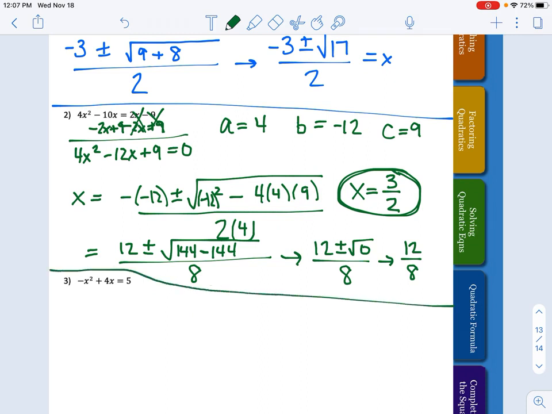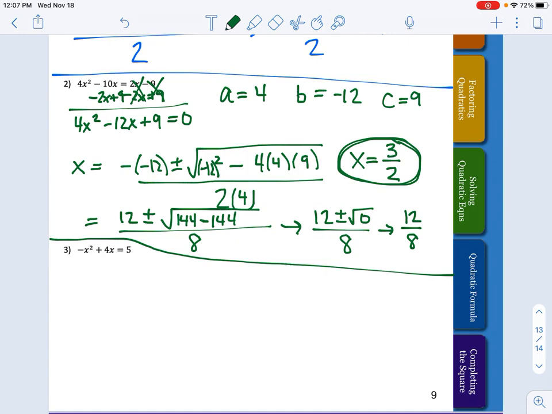All right. And the last problem. We can go ahead and subtract 5 on both sides. We want this to equal 0, so we have negative x squared plus 4x minus 5 equals 0. Figure out what a equals, b equals, and c equals. So a is negative 1, b is 4, c is negative 5.